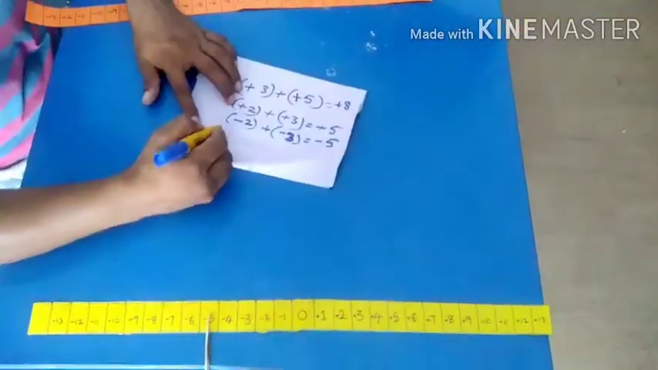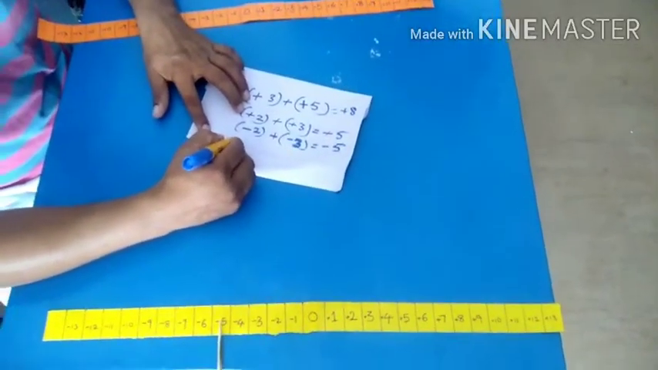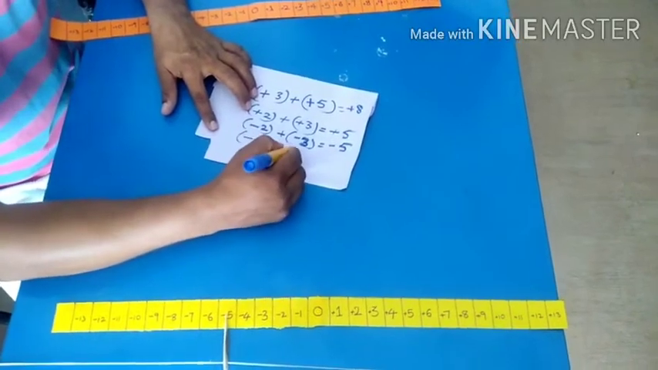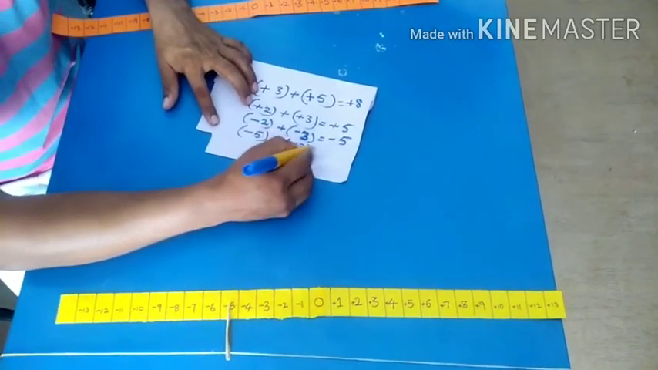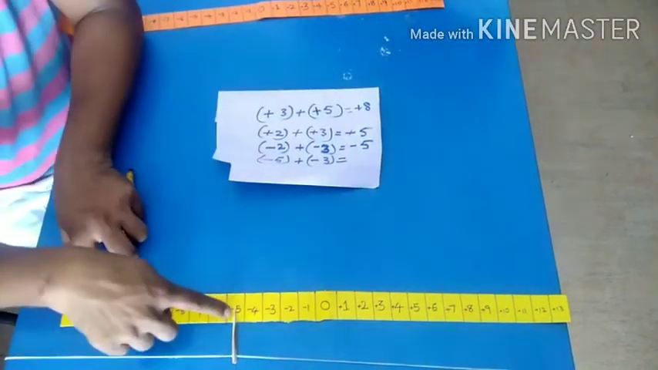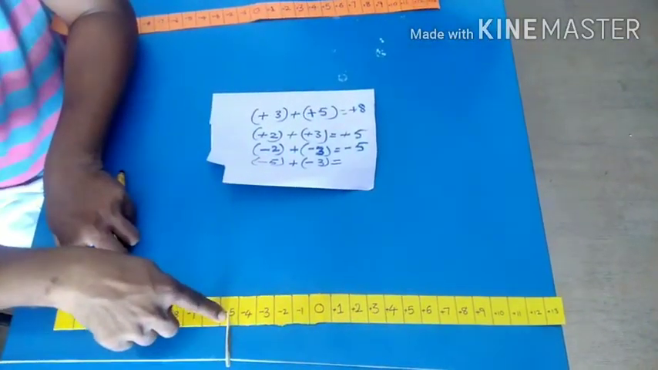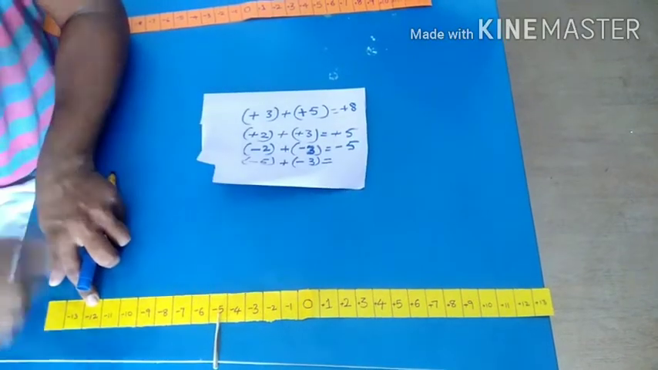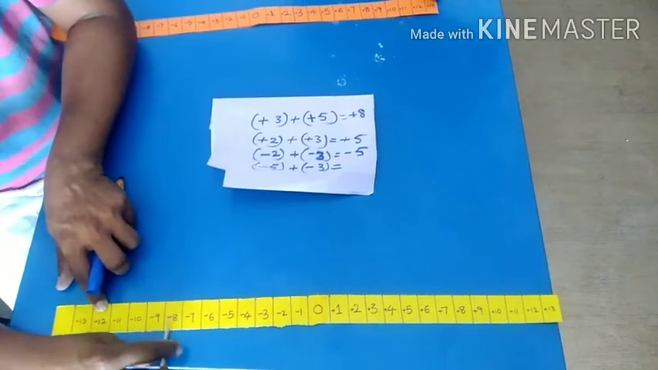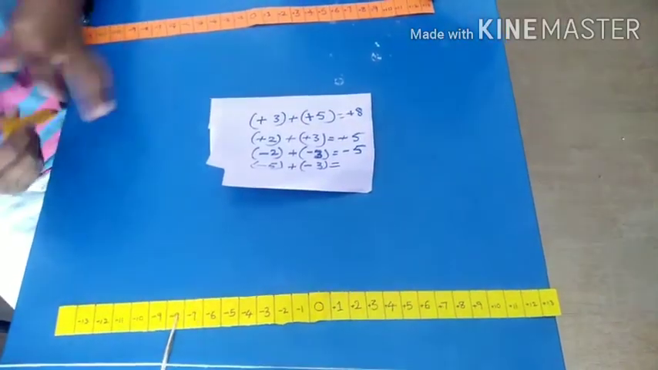We'll see one more example. Minus 5 plus minus 3. Here I already kept minus 5. Then how many digits do we have to move? 3 digits, so 1, 2 and 3. Now what is the answer? Minus 8.